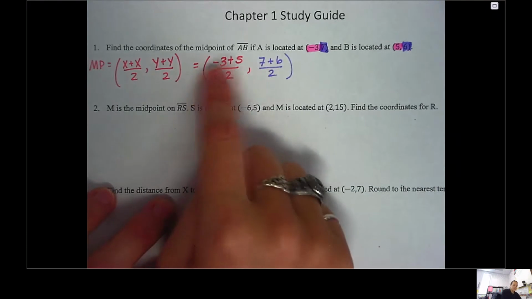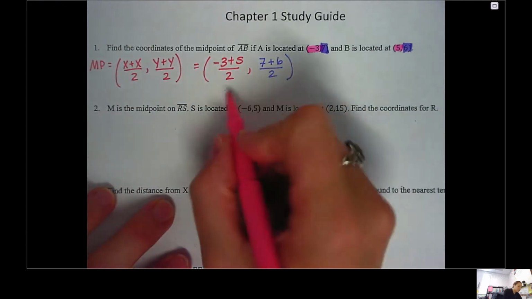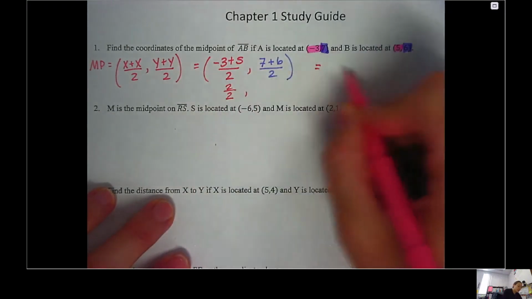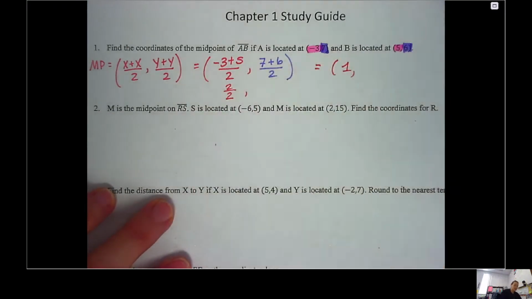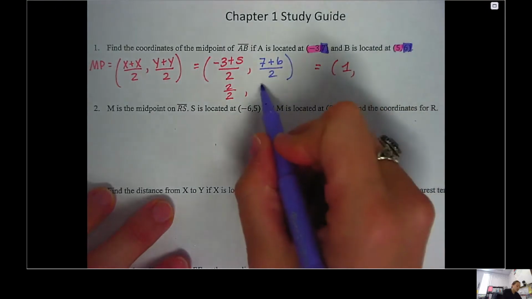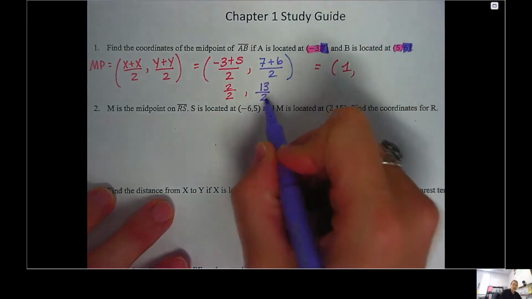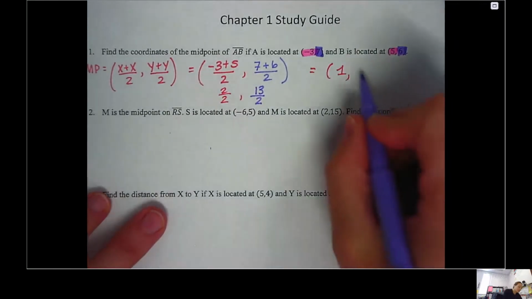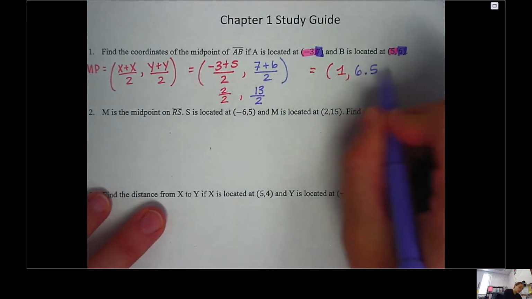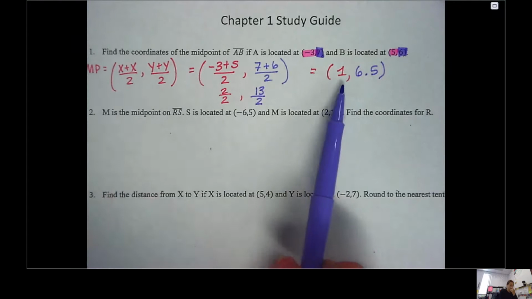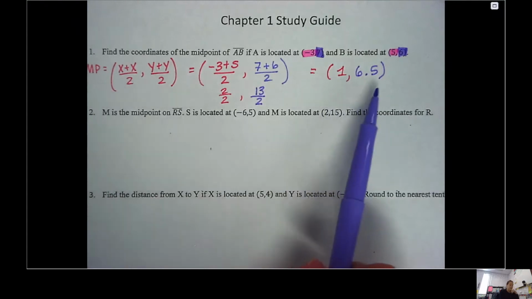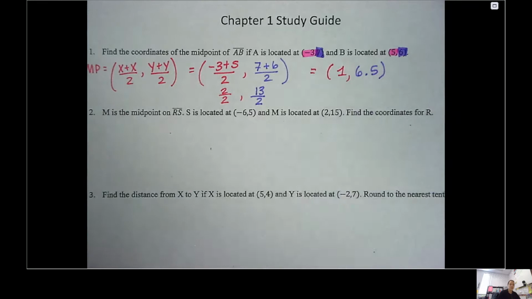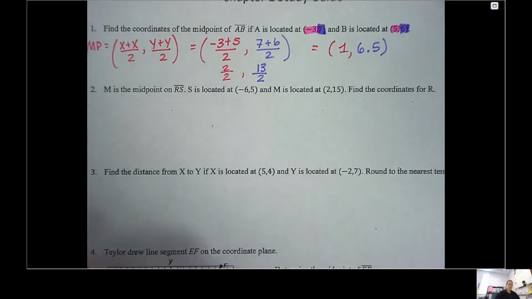So -3 plus 5 is 2, and 2 divided by 2 gives me 1. 7 plus 6 is 13, and 13 divided by 2, you can leave it as a fraction, or it's 6.5. You are allowed to have decimals when it comes to midpoint. So you would go to the right 1 unit and then up 6.5 units. That is your midpoint.